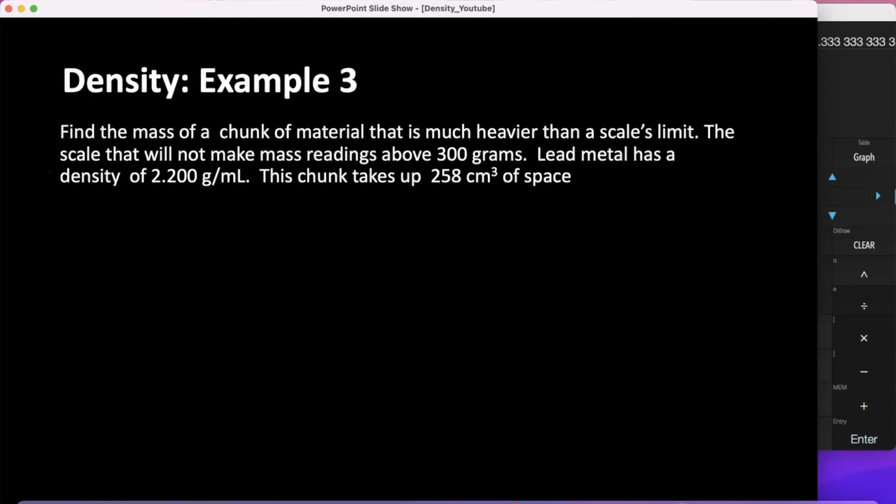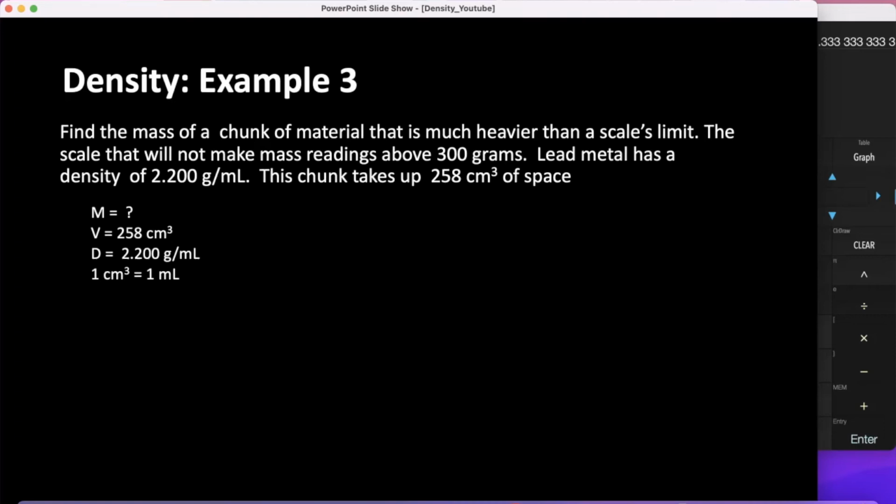Example 3. Find the mass of a chunk of material that is much heavier than a scale's limit or balance limit. The scale will not make mass readings above 300 grams. Lead metal has a density of 2.200 grams per mil. This chunk takes up 258 centimeters cubed of space.